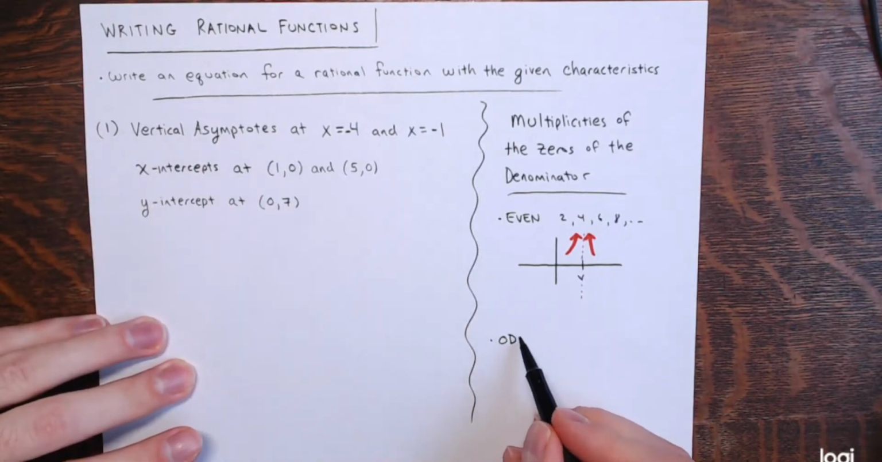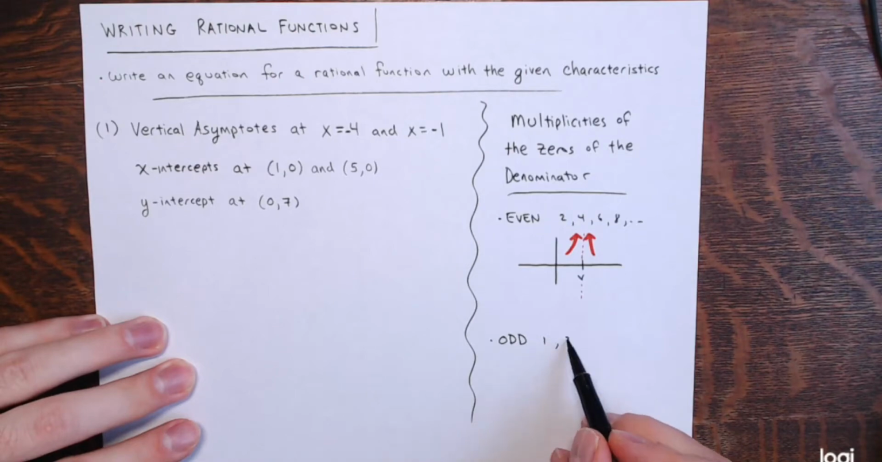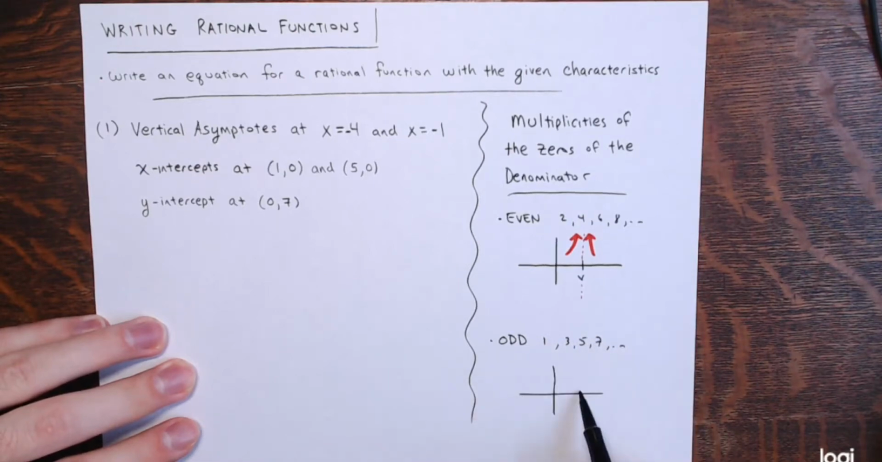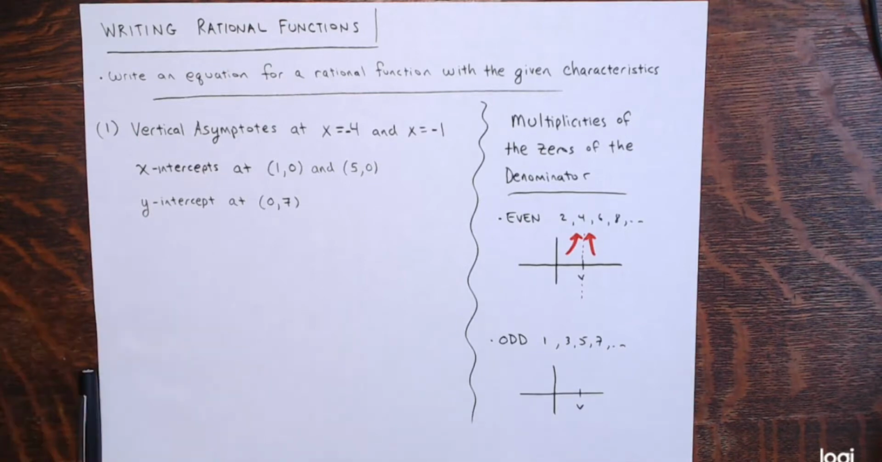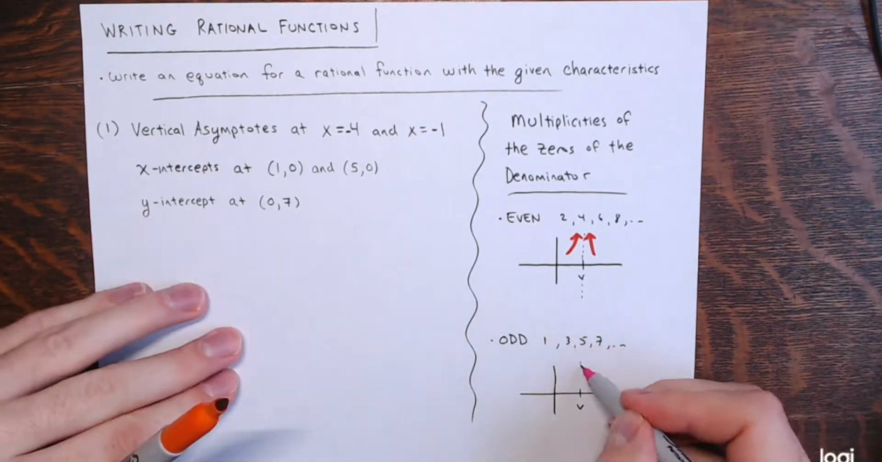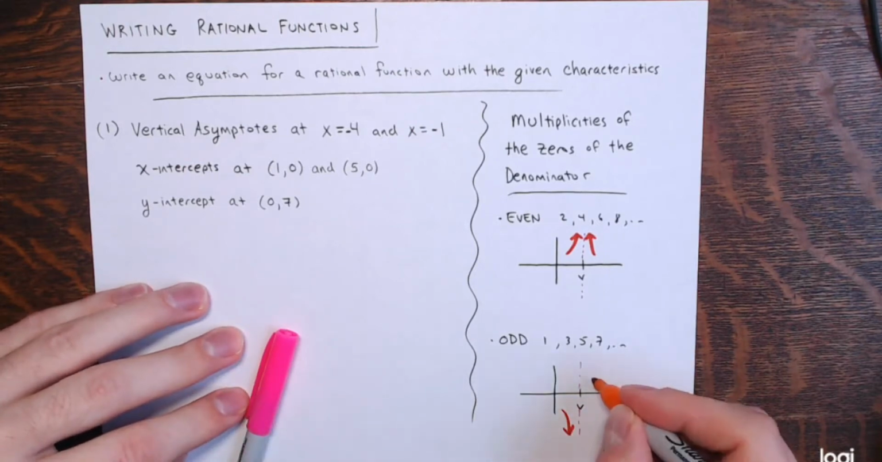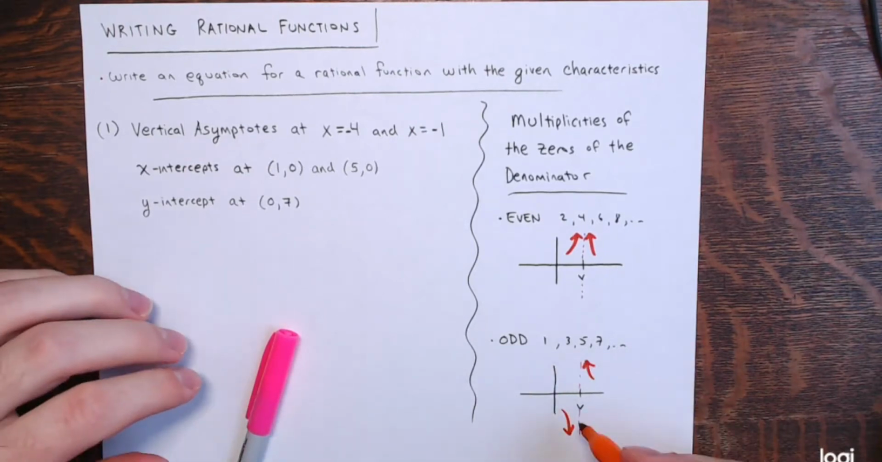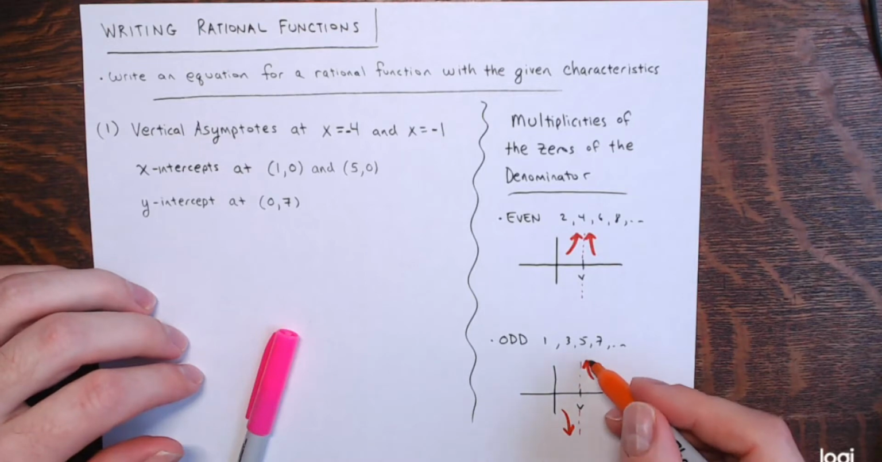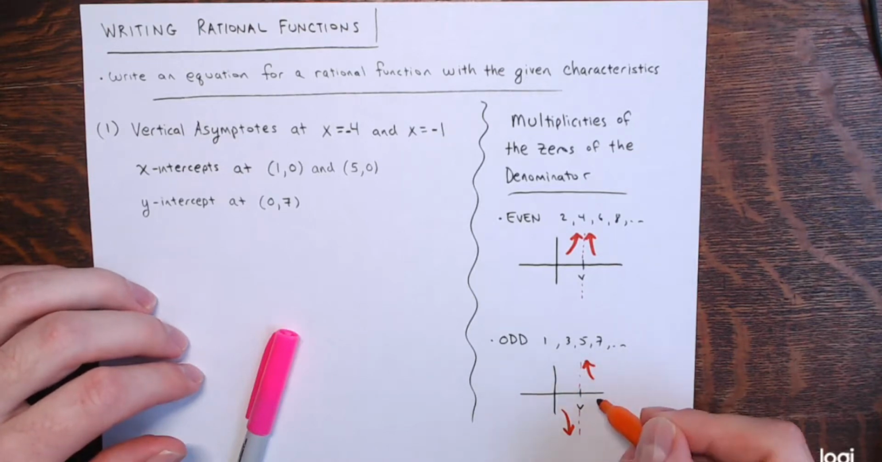If it has an odd multiplicity, so 1, 3, 5, 7, etc., then, say here's your vertical asymptote, the graph is going to be going in opposite directions. Either going down to the left of it and up to the right of it, or up to the left of it and down to the right of it.